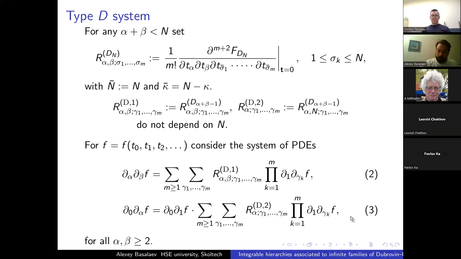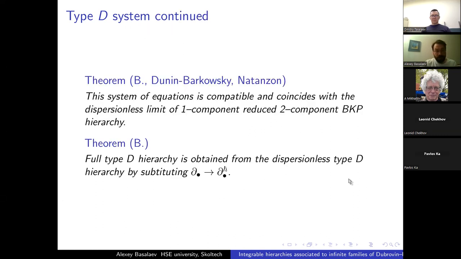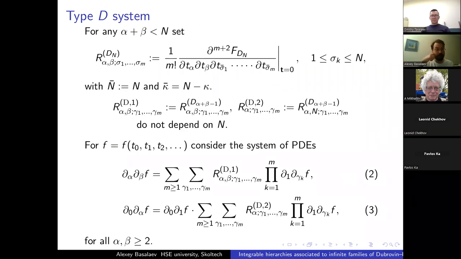I'm not sure it is possible to read anything now. But the point is that in this case, first of all, an important thing is that there is a stabilization condition for D-type Dubrovin-Frobenius manifolds too. So it is in general possible to write down these coefficients Rd.